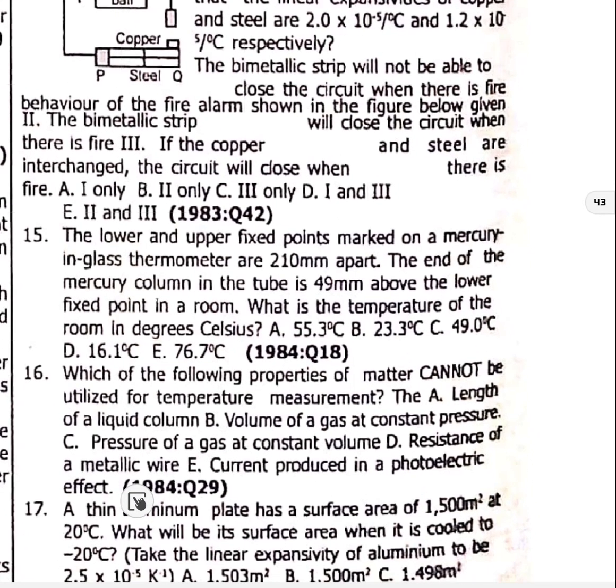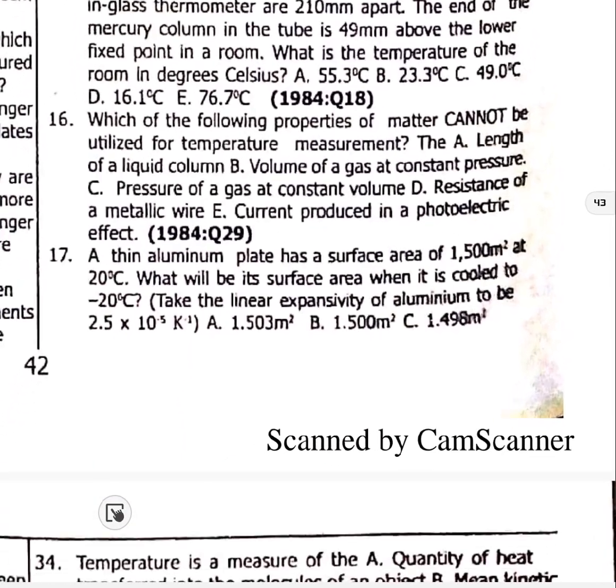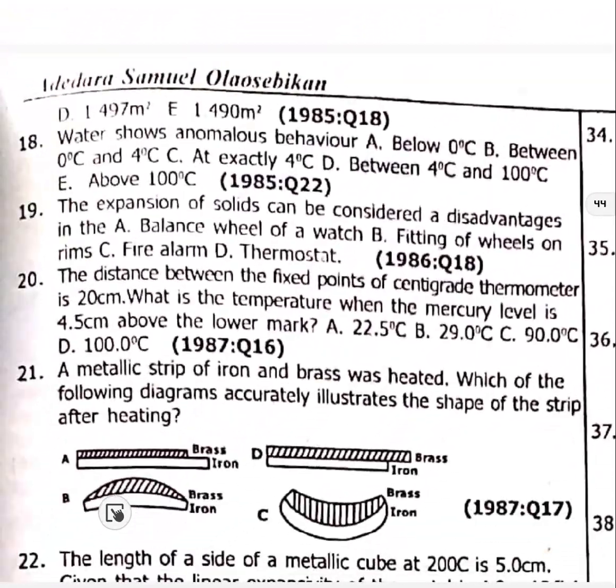15 has been solved also. 16. Which of the following properties of matter cannot be utilized for temperature measurement? We cannot use it to measure temperature. Current producing a photoelectric effect, option E. If you use the length of a liquid column to measure temperature, volume of a gas at constant pressure, pressure of a gas at constant volume, resistance of a metallic wire, you can use them to measure temperature, but current producing a photoelectric effect, no. 16 is option E. 17 is calculation.